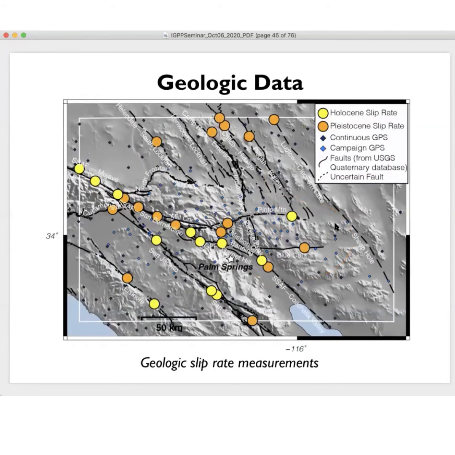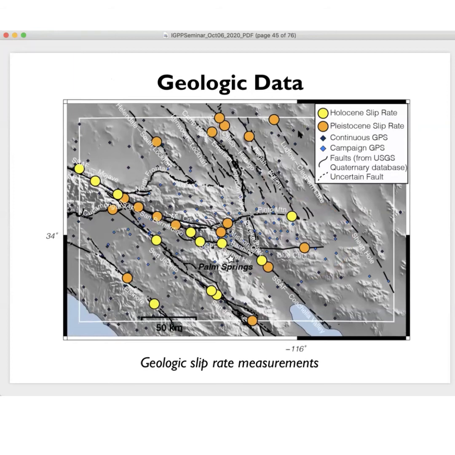When it comes to geologic data, again, we're lucky that we live and work in Southern California, and there's been so much work done on estimating geologic slip rates. Each one of these circles is a geologic slip rate study using either paleoseismic measurements or offset tectonic geomorphologic landforms, that kind of idea.